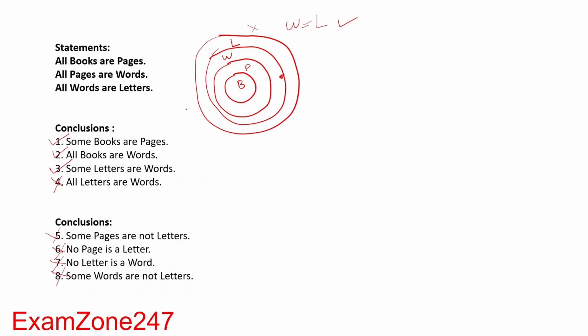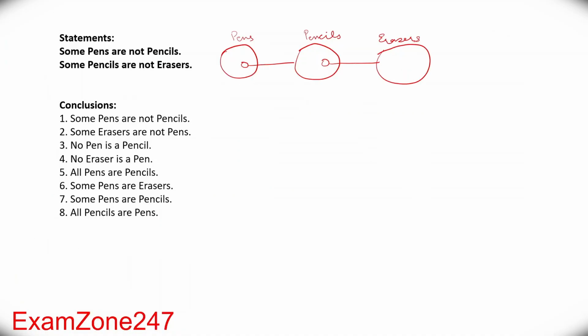So this was the first basic example I took to show you the diagram and how you have to mark accordingly. Let us take one more example. Okay, so let us take the next example. Some pens are not pencils, and some pencils are not erasers. Okay, this is what I hope everybody also drew.